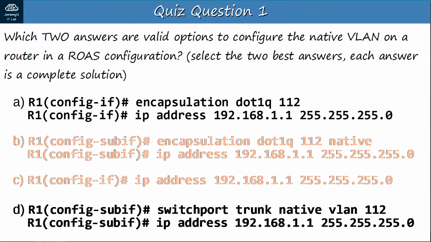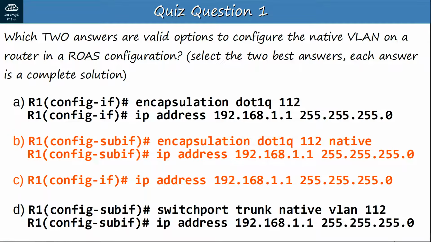The answer is B and C. B uses the encapsulation dot1q native command on the subinterface. This is one option for configuring the native VLAN on a router. The other option is C, to simply configure the IP address on the physical interface, rather than the subinterface. In that case, you do not need the encapsulation dot1q command. Okay, let's go to question 2.